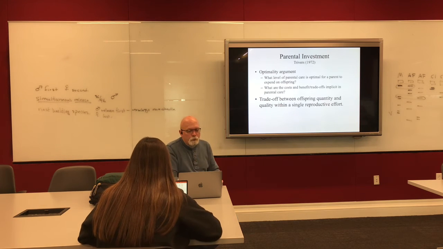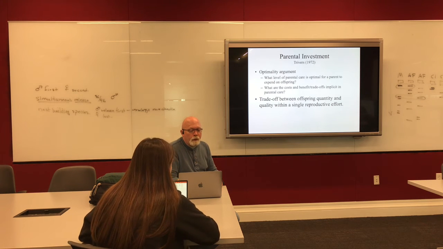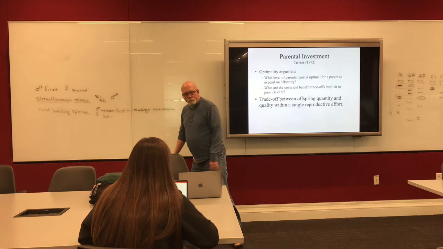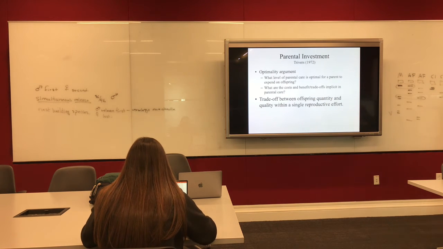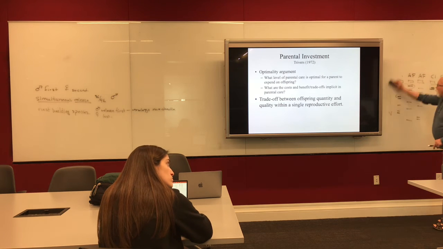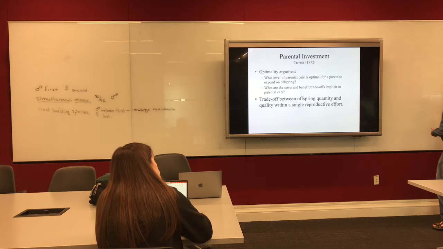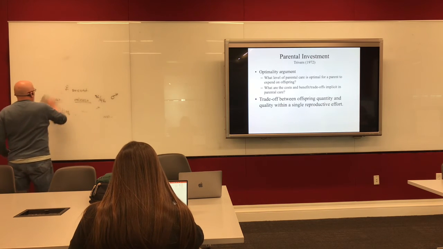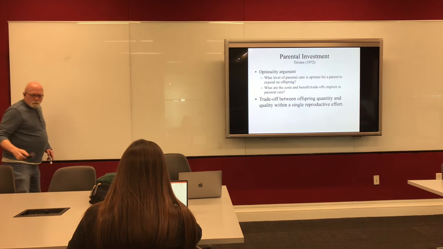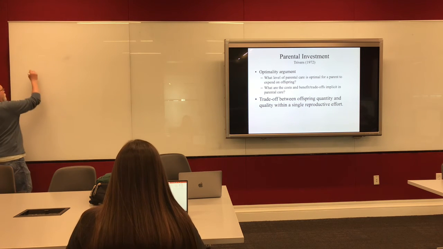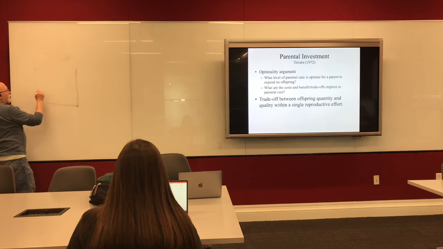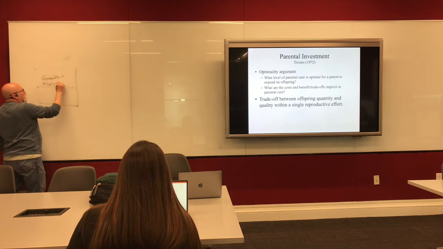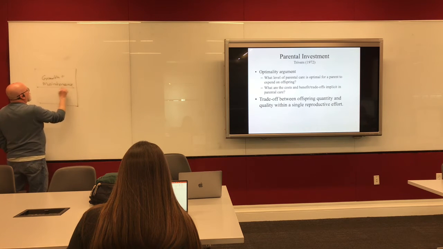So there's this trade-off, thinking of it from the parent's perspective, between the number of offspring that you have and the quality of offspring within a single reproductive effort. And this gets into what we refer to as life history theory. So we've talked about this trade-off before. Just want to revisit it for you. Because organisms have a certain amount of energy available to them, they can divide this energy up between growth and maintenance, versus reproduction.